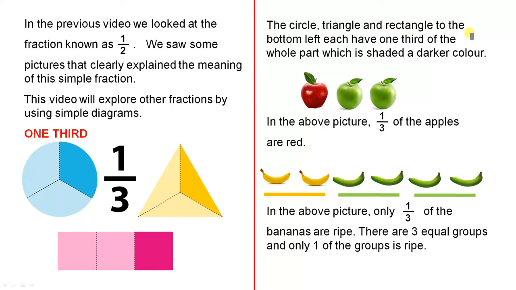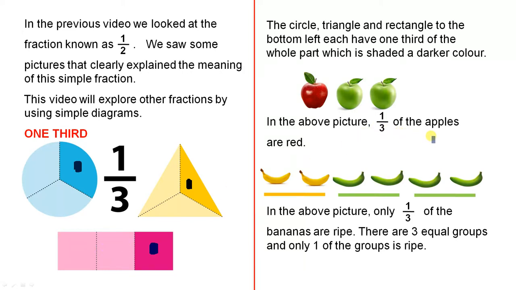The circle, triangle, and rectangle to the bottom left each have 1/3 of the whole part, which is shaded a darker colour. So if we look at this part here, that's 1/3 of the total circle. This here is 1/3 of the total triangle, and this here is 1/3 of the rectangle.